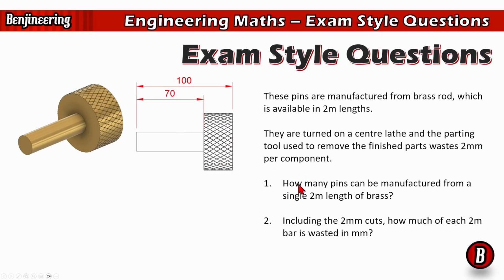So the question is, how many of these can be manufactured from a single 2-meter length of brass rod? And including the 2 millimeter offcuts, how much of each bar is wasted in millimeters? All right. So pause me now, go and have a go, see if you can do this. If not, then when we come back, we'll have a look at how it's done.